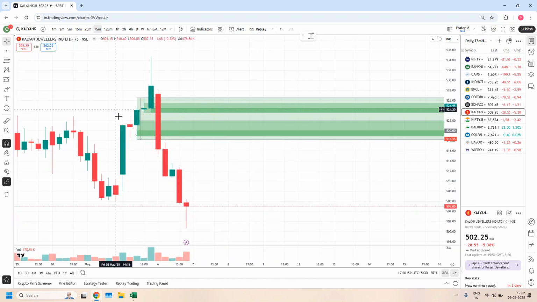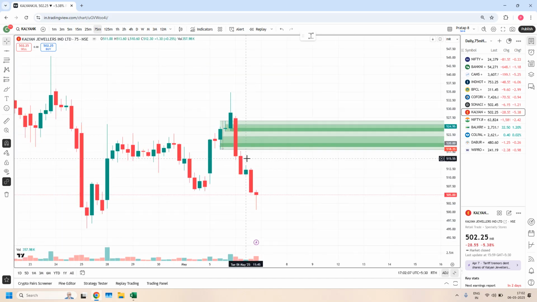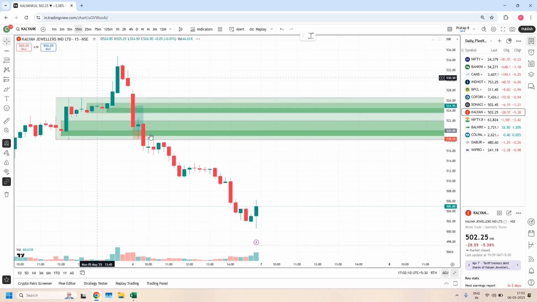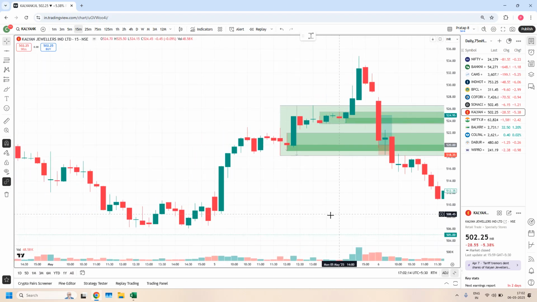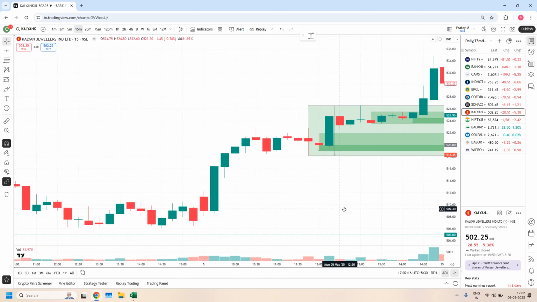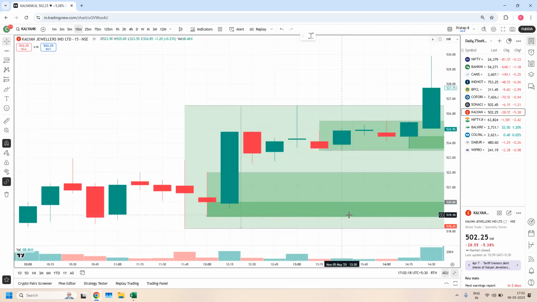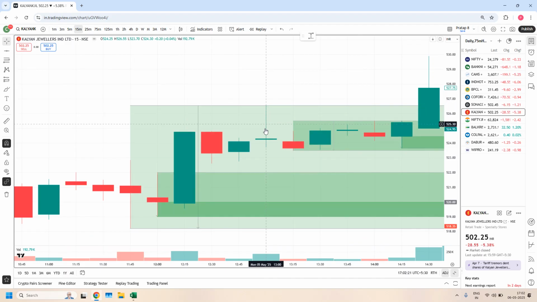Our software identified yesterday as a rally, 1, 2, 3 base candles and a rally candle. This is how our software identified yesterday. If you look into this zone, 15 minutes time frame, you have 2 order flows. This is the first order flow. I consider this as a leg in. 1, 2, 3, 4, 5 base candles and a rally candle. That way I have drawn this 15 minutes zone.